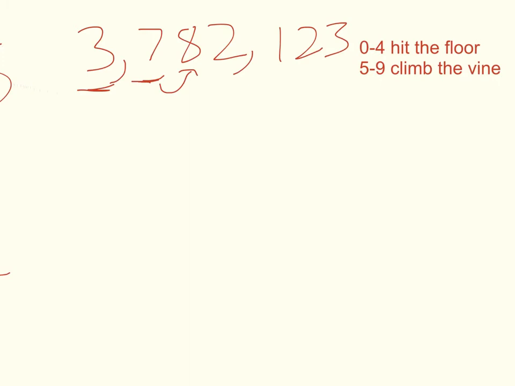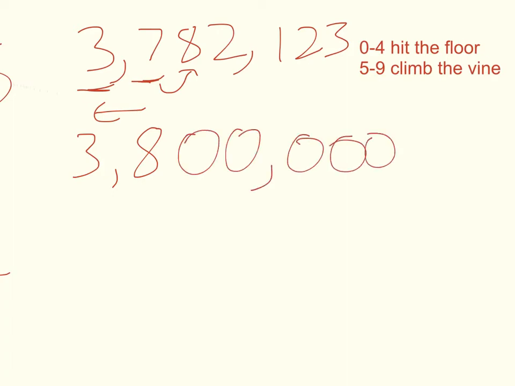So what I do then is, since I'm climbing the vine, the 7 becomes an 8. Everything to the left of it stays the same. And then everything to the right of it just becomes a 0, because the zeros are a little bit easier to work with. So I have about 3,800,000. Easier to say. Another way to write this, because some people just want to say 3.8 million when you're dealing with these big numbers, is 3.8, and they know it's million, which really means 3,800,000.